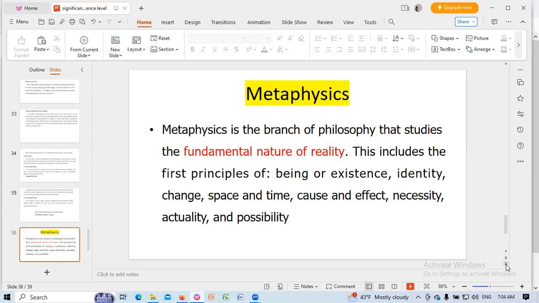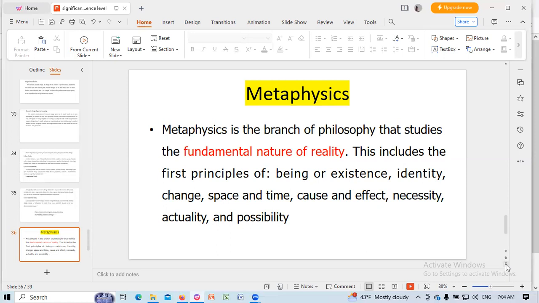Metaphysics is the branch of philosophy that studies the fundamental nature of reality. This includes the first principles: being, existence, identity, change, space and time, cause and effect, necessity, actuality, and possibility.